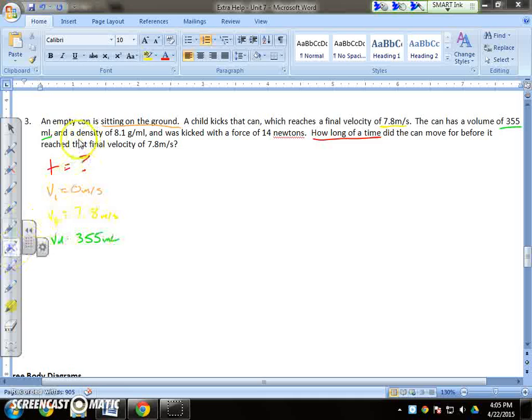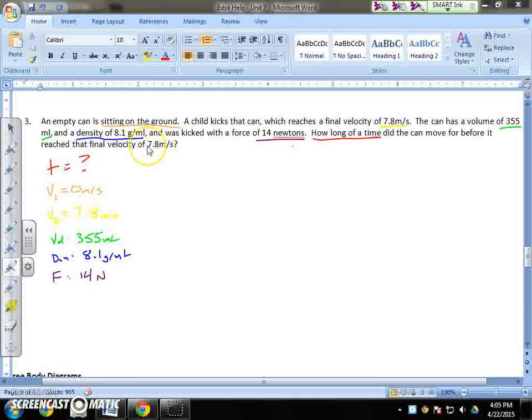And our next one, density of 8.1. So density equals 8.1 grams per milliliter. And finally, it was kicked with a force of 14 newtons. So force equals 14 newtons. And we've got final velocity there, but we've already set final velocity. It's this yellow thing, so we can ignore that. Alright, so at this point, we know that we are looking for time.